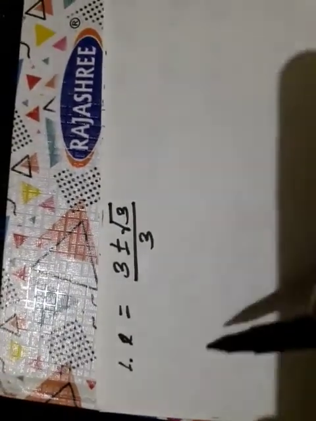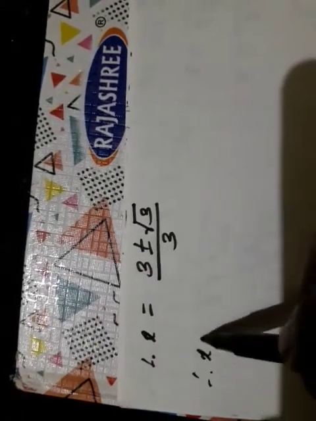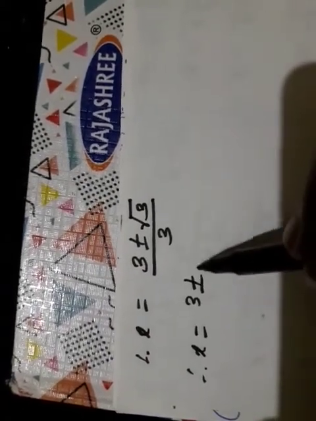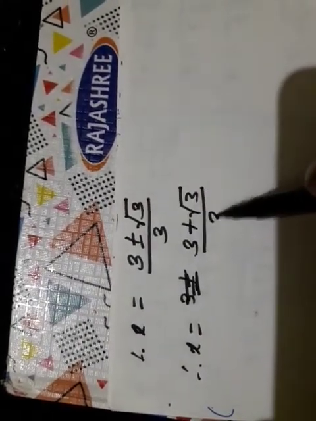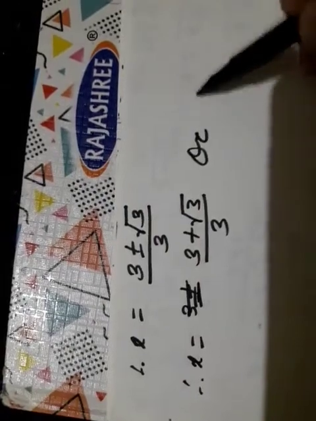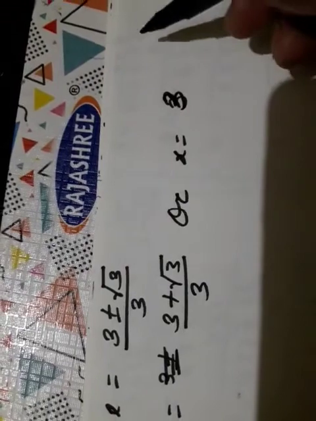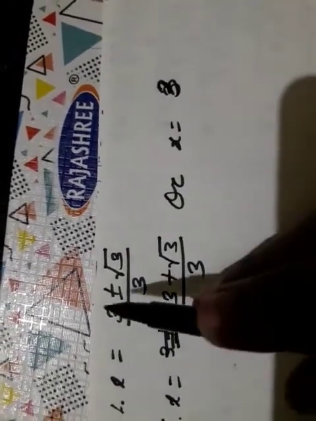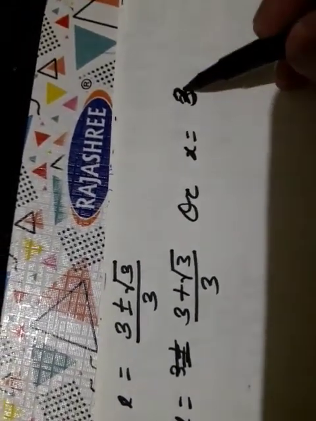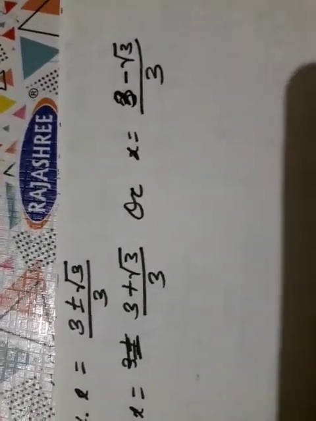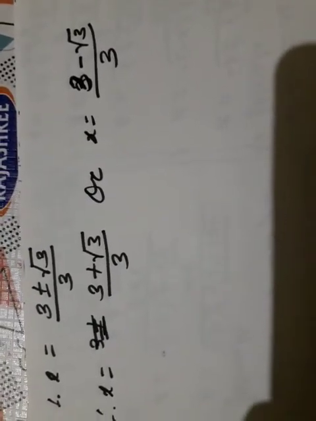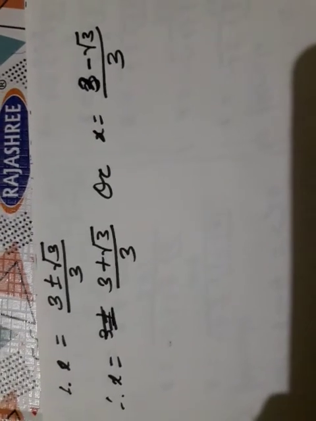Means what will happen here? Therefore, x is equal to 3 plus root 3 divided by 3, or x is equal to 3, what I wrote, look here, x is equal to 3 plus, once I have written, now I will write minus root 3 divided by 3. Those are the factors, or we can say those are the roots of the given equation. Do you understand? I hope you got an idea about those types of examples.